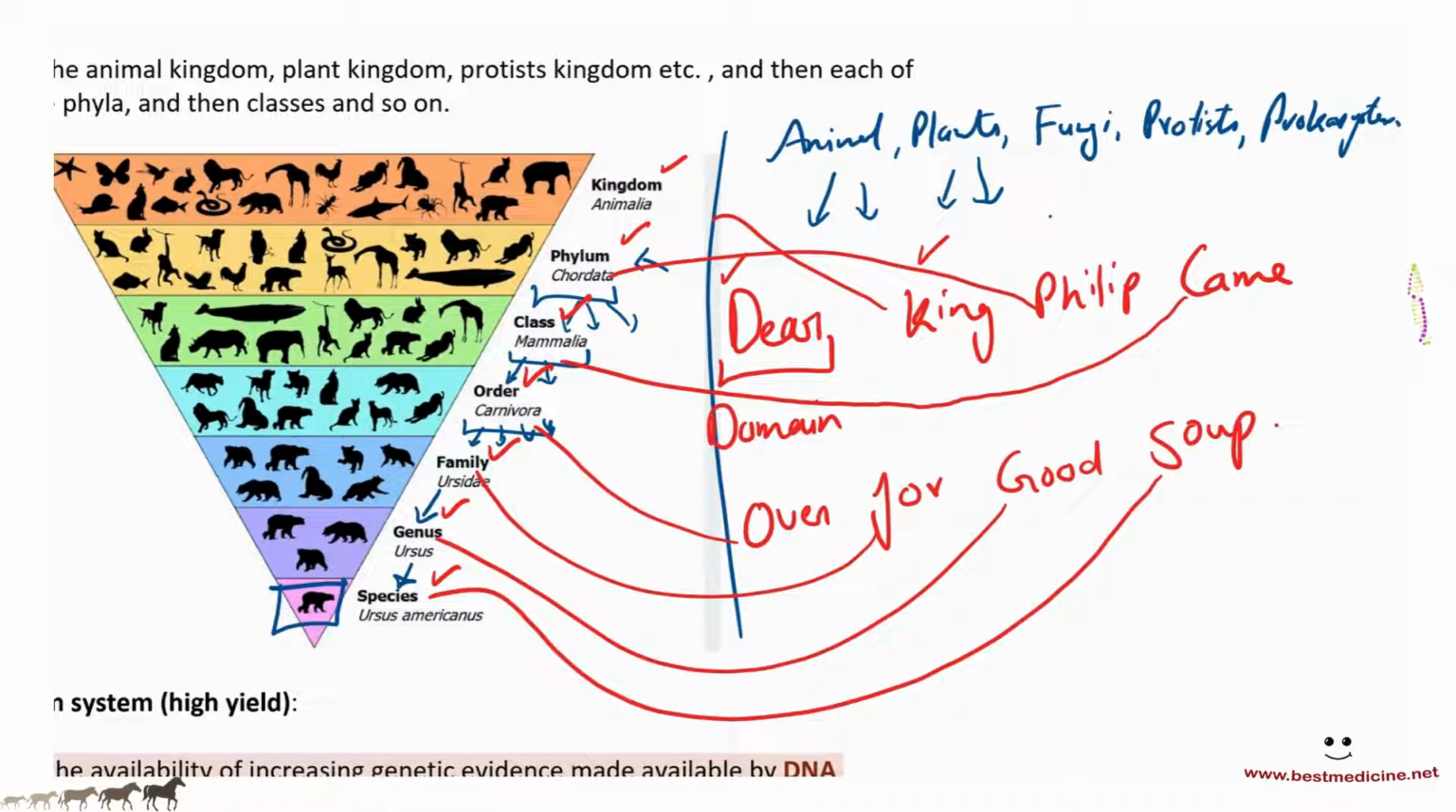Okay? Dear King Philip came over for good soup. Domain, kingdom, phylum, class, order, family, genus, and species.